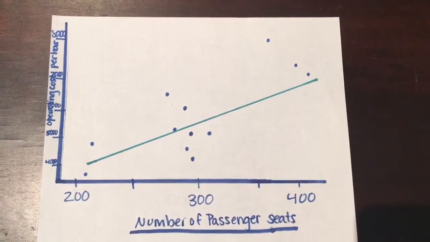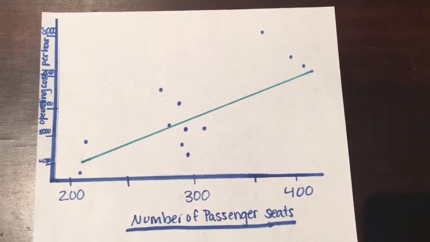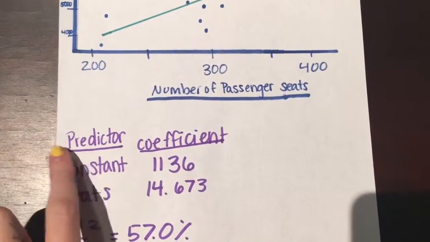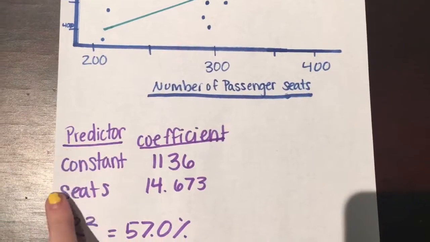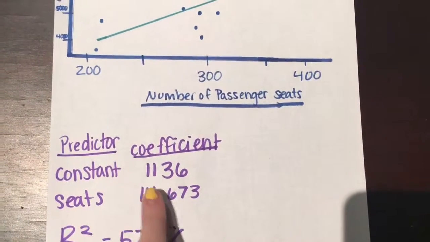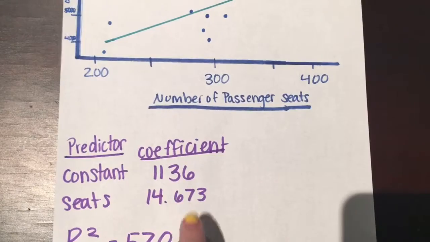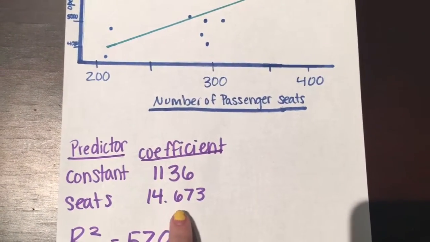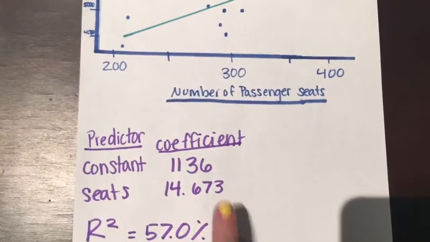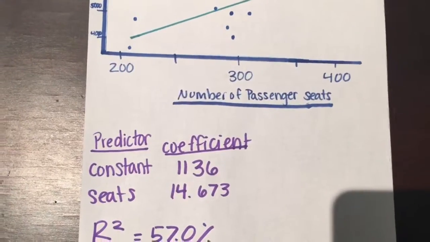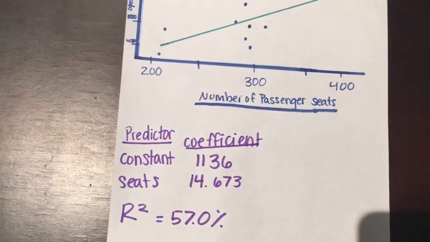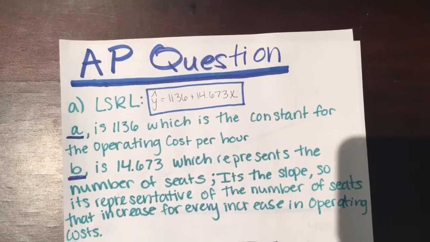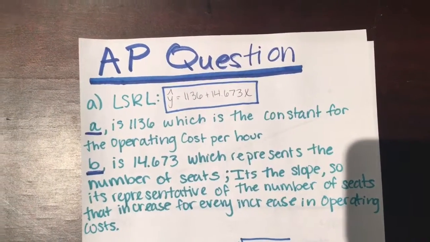Some computer output from regression analysis of these data is shown below. Here is a graph that I sketched from the one that they gave us. Here's the information that it gave us. It gave us a predictor and a coefficient for the constant and the seats. For the constant it was 1,136, and for seats it was 0.673.